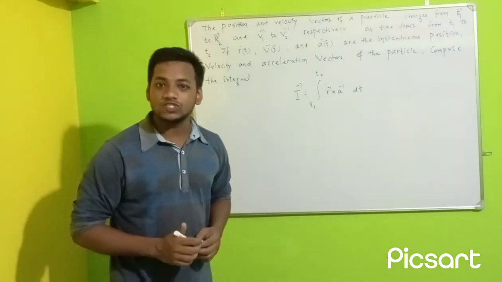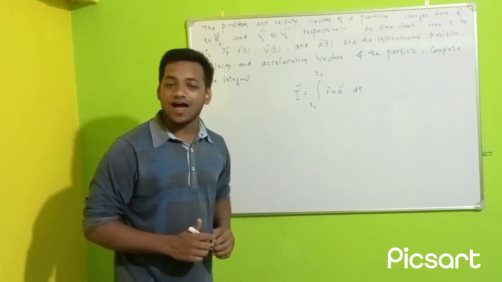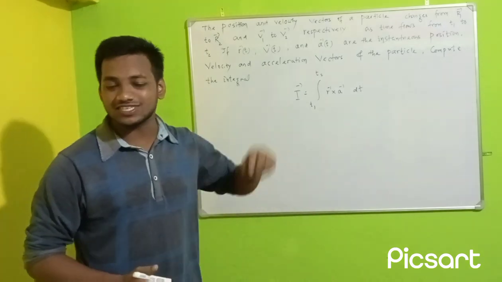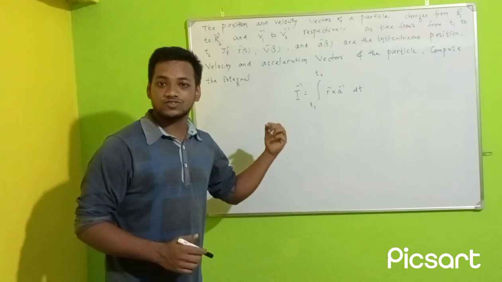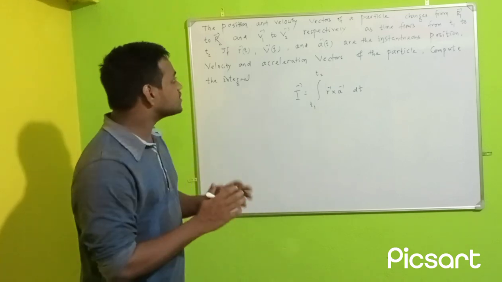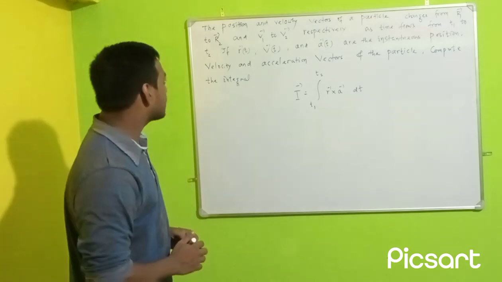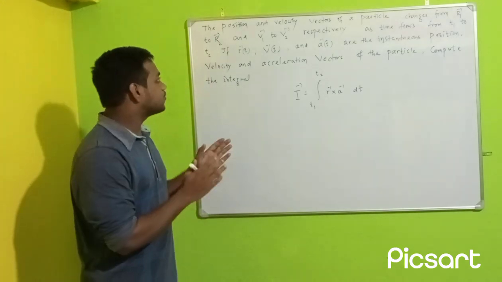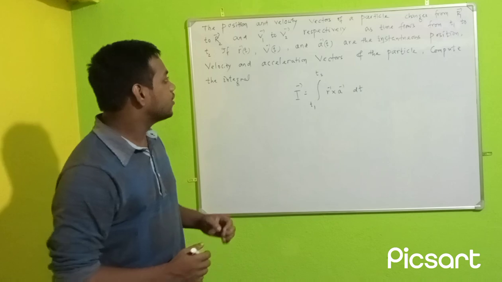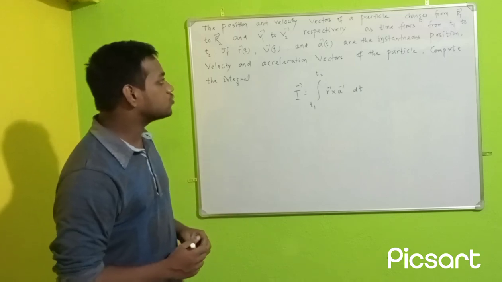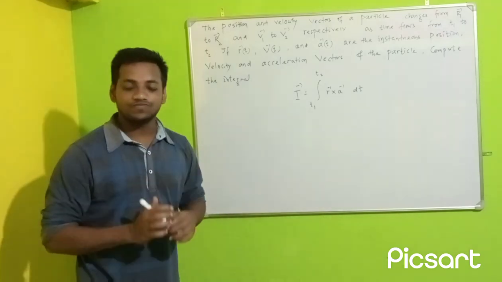First of all, I want to read what is asked in the question, and later on we will be discussing what is being asked to find out. The position and velocity vectors of a particle change from r1 to r2 and v1 to v2 respectively as time flows from t1 to t2.